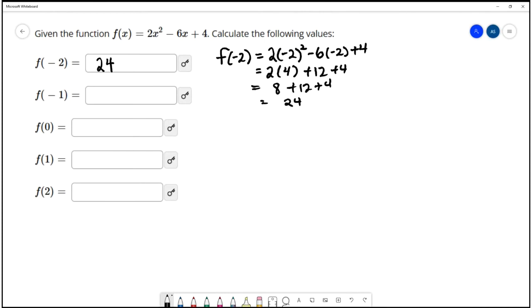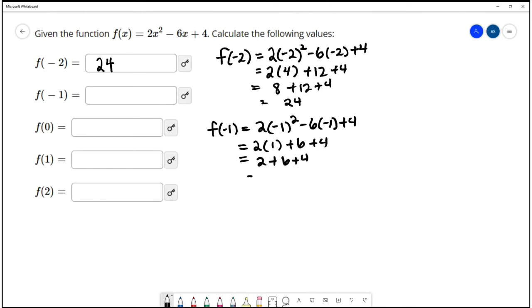Let's do the same thing with the next one. We have f of -1. We'll substitute -1 in for x. That gives 2 times -1 squared minus 6 times -1 plus 4. Simplify following order of operations. We'll apply the exponent first. -1 squared is a positive 1. -6 times -1 is a positive 6. We have 2 plus 6 plus 4. That gives 12. F of -1 is 12.